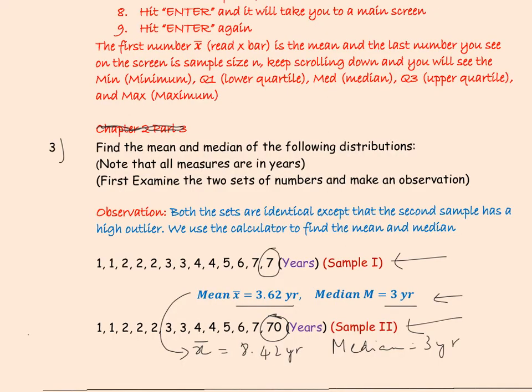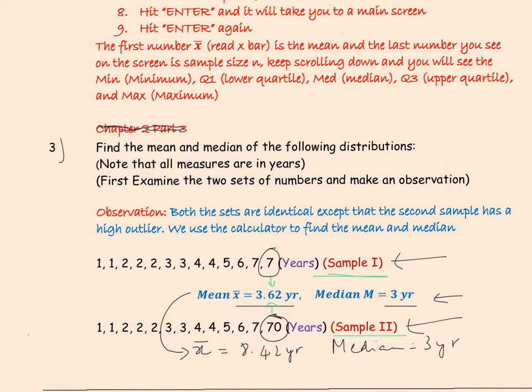In problem 3, notice that you're given two sets. One is sample 1 and the other is sample 2. Another thing I want you to notice is that the two samples are almost identical except for the last number. The last number in the first set, compare it to the last number in the second set. One is 7, the other is 70. The second set has a high outlier. Other than that, both the samples are pretty much the same.